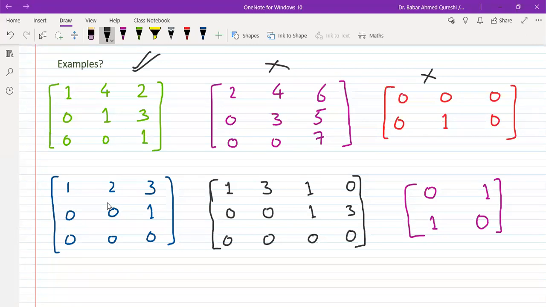Why not? Someone said no, it's a good instruction to ask their opinion. Why is it not? The last row is completely zero, it is below every non-zero row, so that's fine. The zero row is below all the non-zero rows. And what is the problem in the second row?